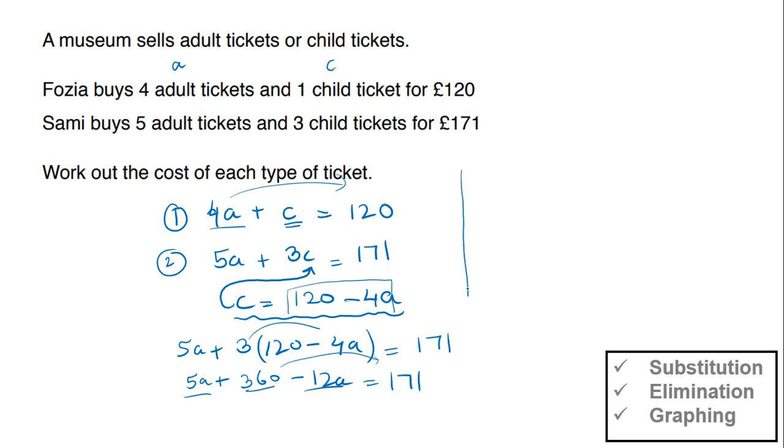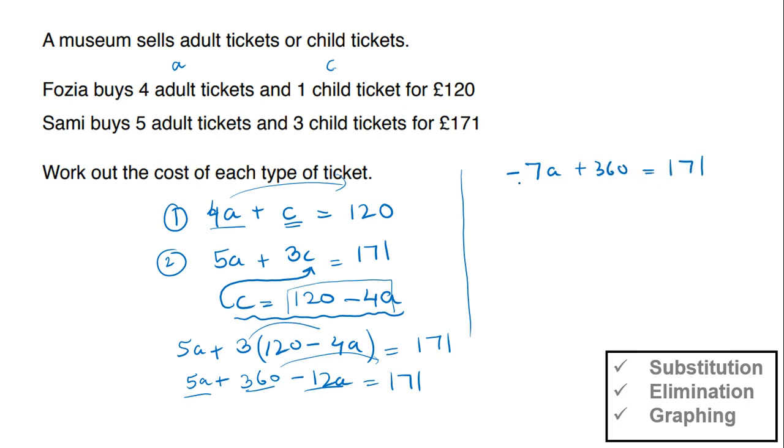But there's one thing I have to be careful about. Now, if I do 5a minus 12a, I'm supposed to get minus 7a. So if I have a negative 7a, I would anyway have to take it to the other side to make it positive. So let me just solve it and then I'll tell you again. 5a minus 12a gives me minus 7a, and then I have a plus 360 equals 171.